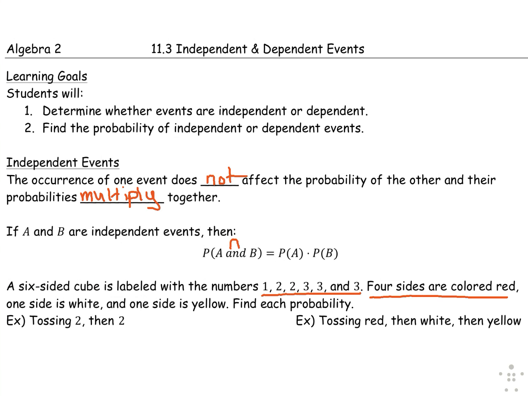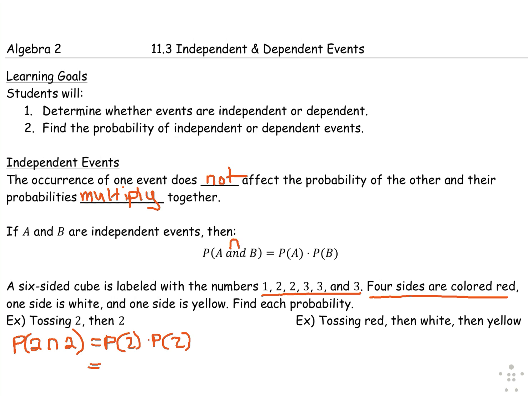Tossing a 2, then a 2. Now this word "then" is not meant to say like you get a 2 and then what's the probability of getting another 2. It's just like you toss a 2, you pick up the number cube and then roll again. So these are independent probabilities. So the probability of rolling a 2 and another 2, just multiply the separate probabilities together.